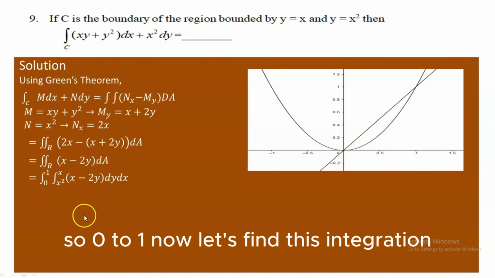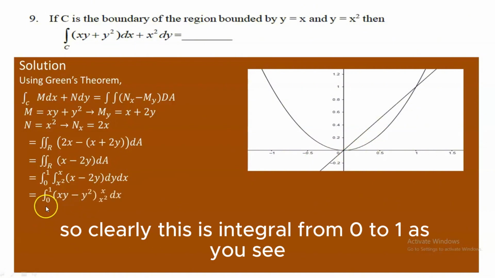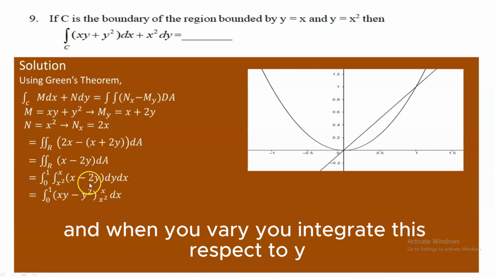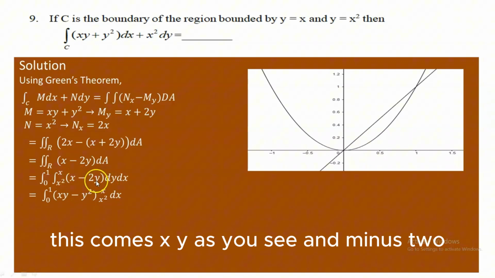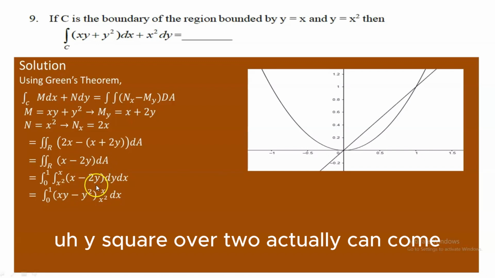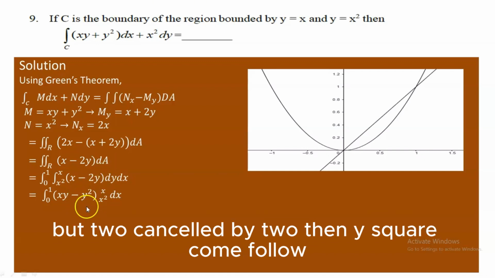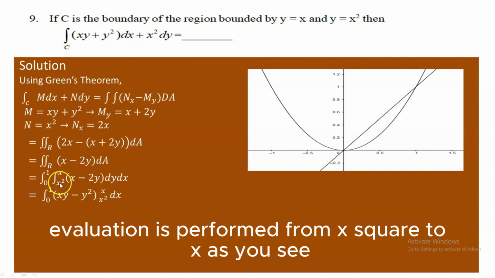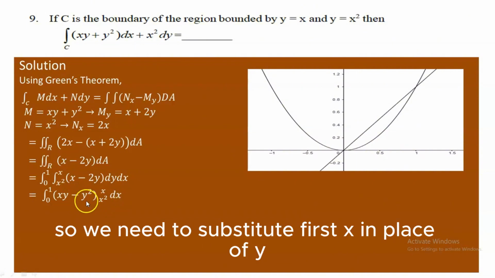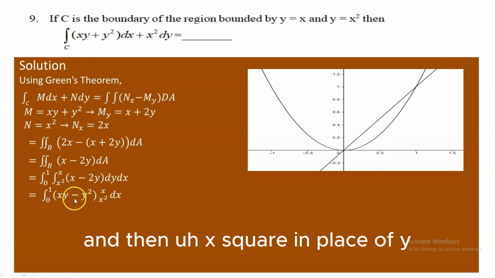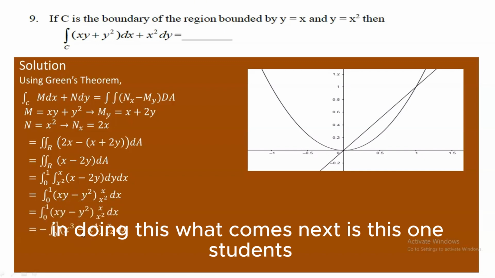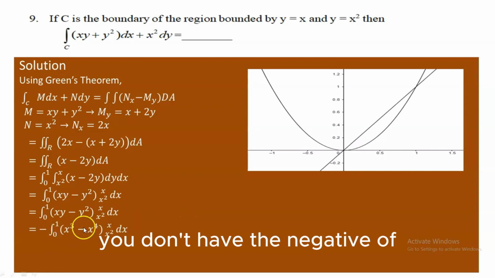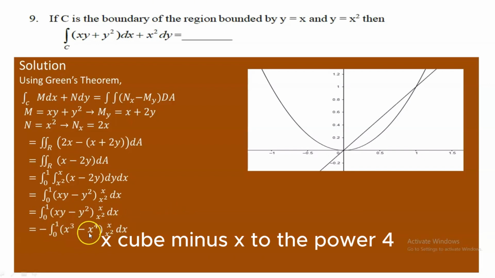Now let's find this integration. Clearly this is the integral from 0 to 1, and whenever you integrate with respect to y, this gives xy, and minus 2y squared over 2 actually, but the 2 cancels with the 2, so y squared follows. Evaluation is performed from x squared to x, so we substitute x in place of y first, and then x squared in place of y, and then subtract these two. In doing this, what comes next is this one, students. You have the negative of x cubed minus x to the power of 4.